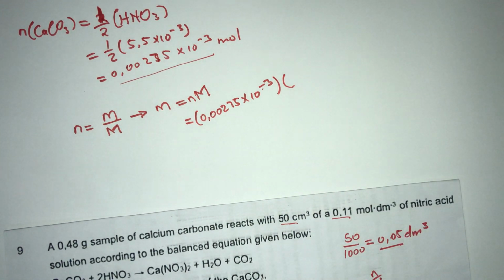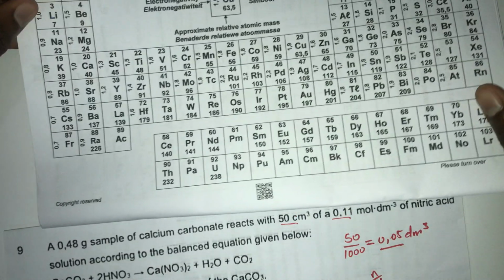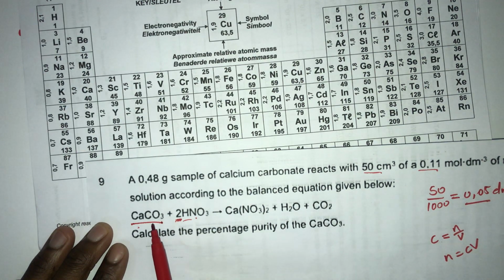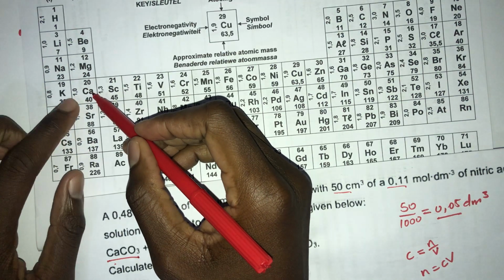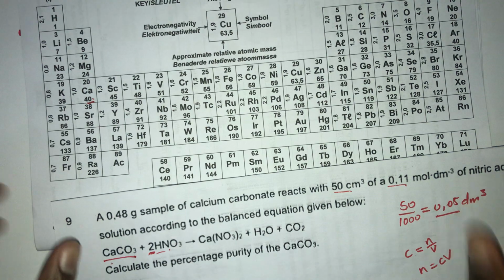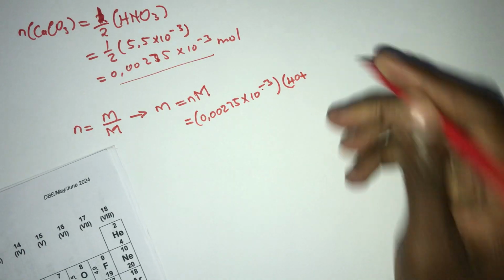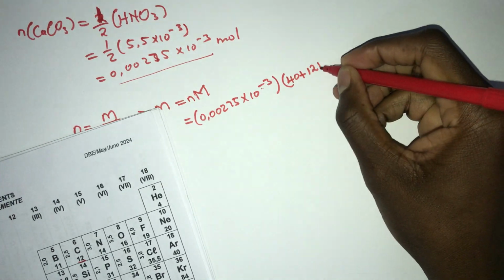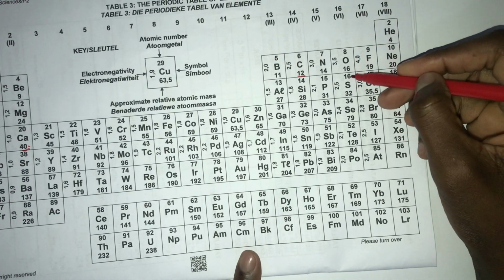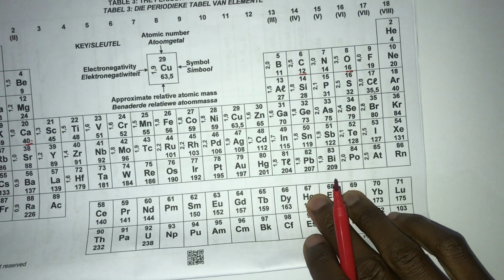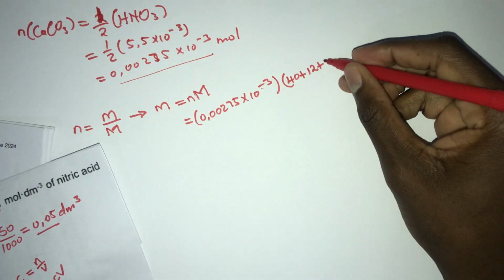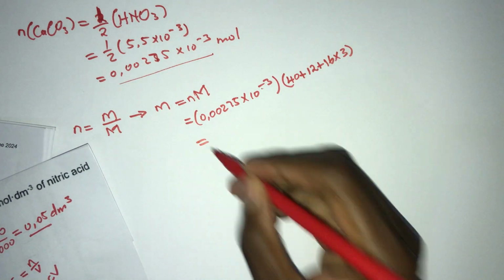Then what is the molar mass? The molar mass, we get it from the periodic table. We're talking about calcium carbonate. So we check where is Ca. Ca is in group number 2. So here is Ca. The molar mass of Ca is 40. So we're going to say this is 40 plus. Then what is the molar mass of carbon? Carbon is in group number 14. So this is carbon. It has 12 molar mass. So we're going to say it's 40 plus 12. Then plus, what is the molar mass of oxygen? Oxygen is in group number 16. So we have 16 molar mass of oxygen. But remember, oxygen is O3. That means we have 3 oxygens. So we're going to say 16 multiplied by 3.